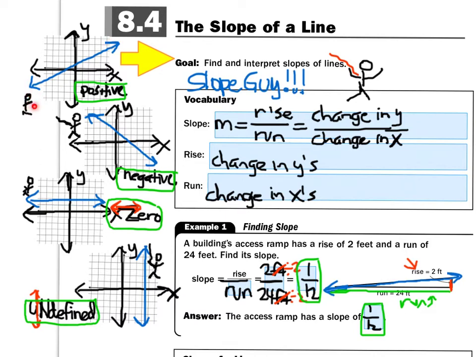And here's my little slope guy. And I want you to imagine if he started over here at the left-hand side and he went forward, he would have to go up, up, up, up, up. So this is called a positive slope.